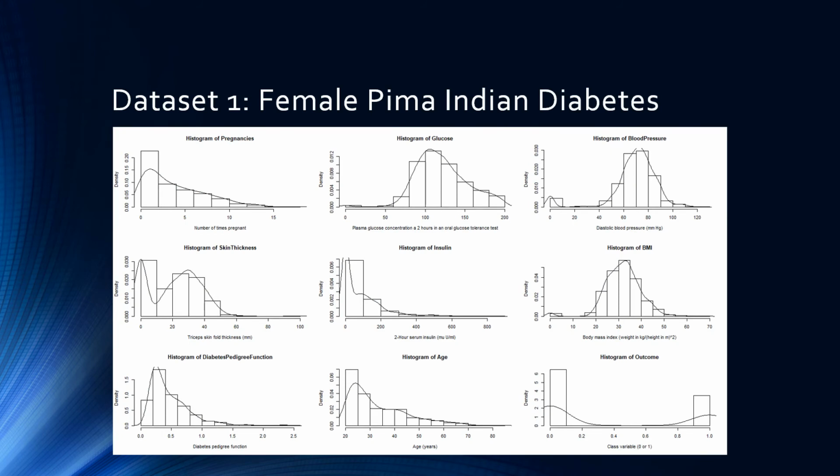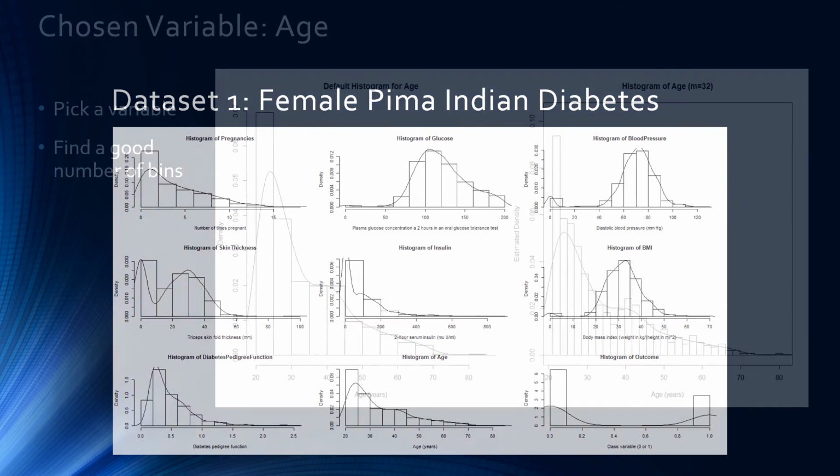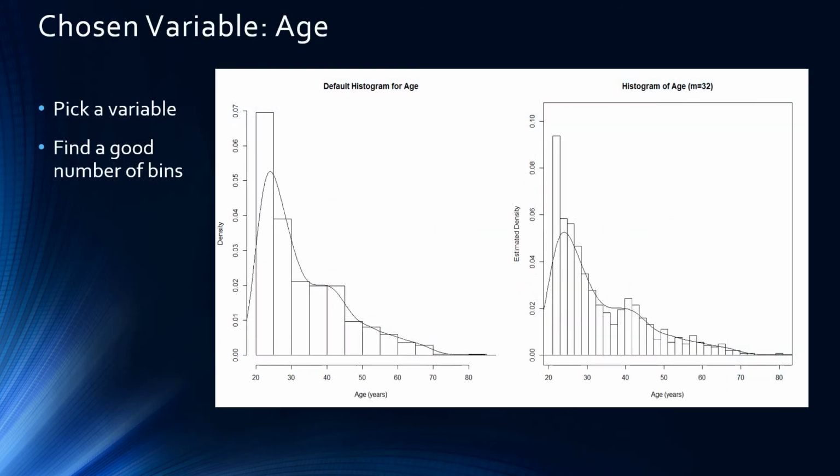So the first data set is female Pima Indian diabetes, which is a data set for predicting diabetes in female Pima Indians. The variable of choice in this application is just the age. Of course, in real life, you want to look at all the variables, but this is just for expediency.